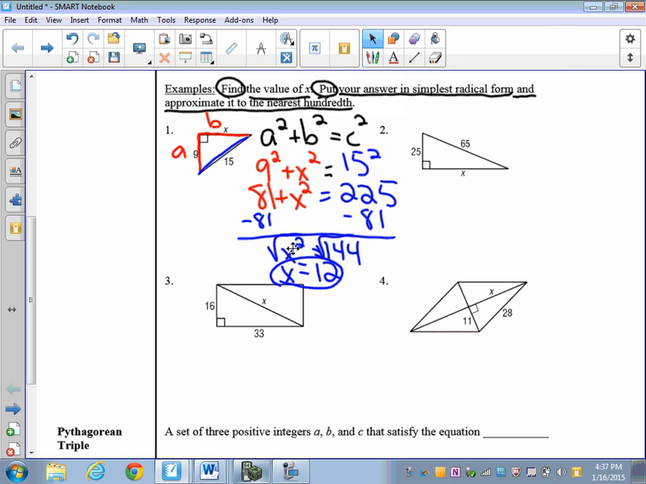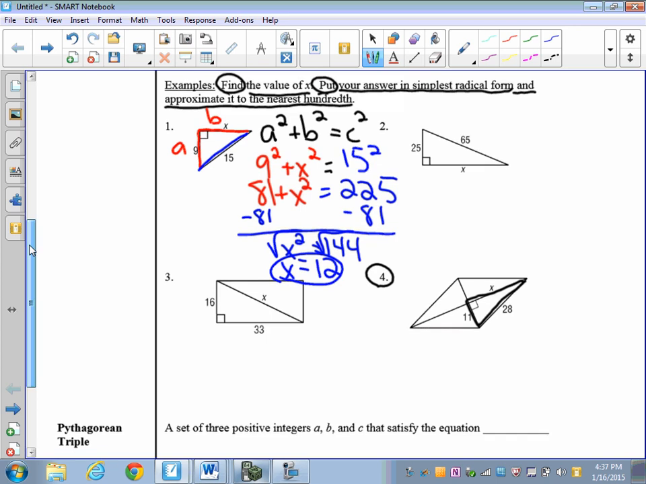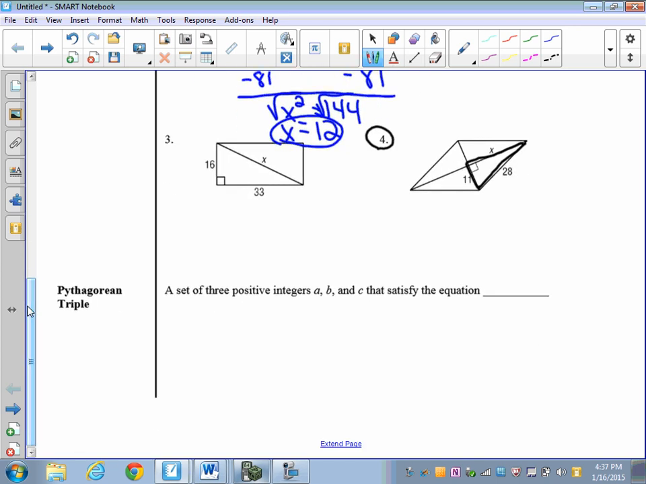Let's go down to number 4. Number 4 might be a little bit tricky, but you should see the right triangle in this shape. So what I'm outlining in black is the right triangle. So again, it's a right triangle, a squared plus b squared equals c squared, the Pythagorean theorem. C is always the largest side. It's across from the right angle, so that means C is 28 squared. And my legs are just 11 squared plus x squared.